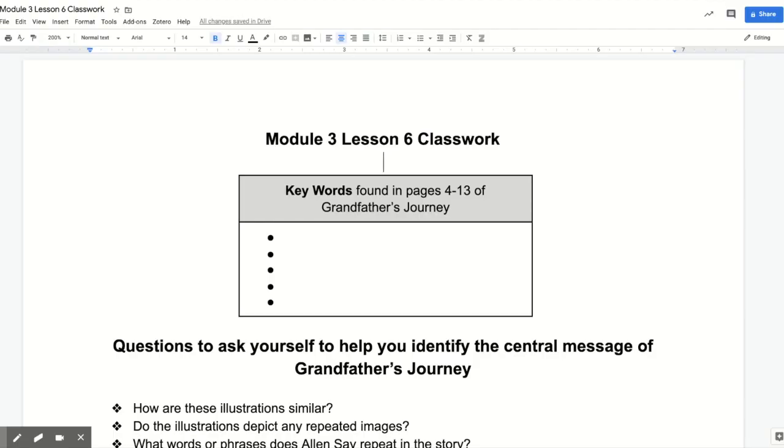So now that you know how to identify keywords in the text, what I want you to do is find at least 5 keywords that are found in pages 4 through 13. And again, I'm going to insert the clip of those pages being read aloud so that you can listen in and see what the keywords are.